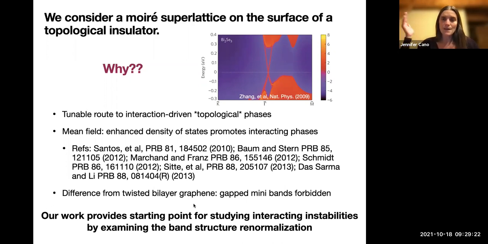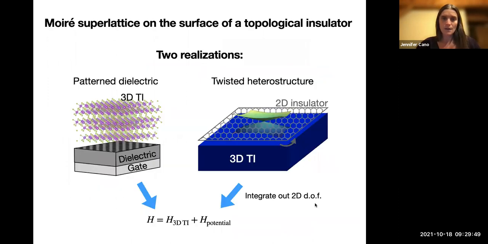first we look at the effect on band structure. And so our whole work is saying, how can we tune the surface states of a topological insulator by imposing a Moiré superlattice periodic potential? And so that's the question that we're trying to answer. And the motivation is to study these superconducting and magnetic instabilities, but that part we haven't looked at yet. We're just looking at the band structure physics.